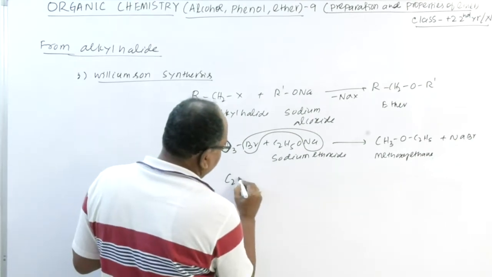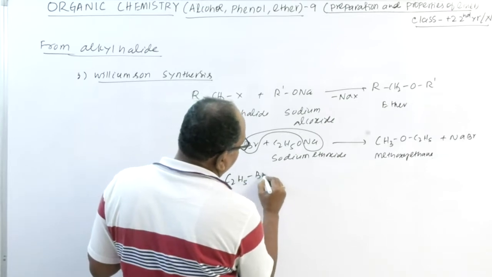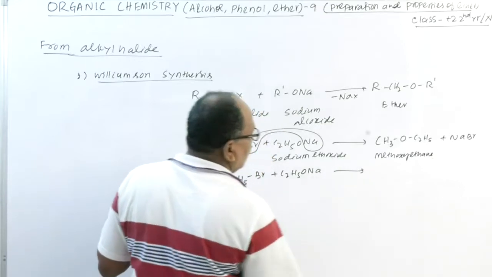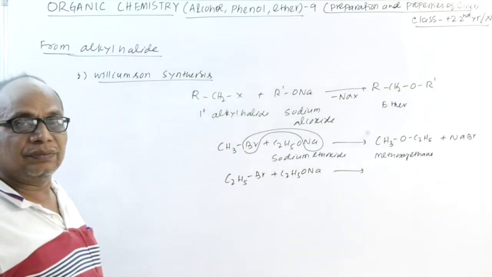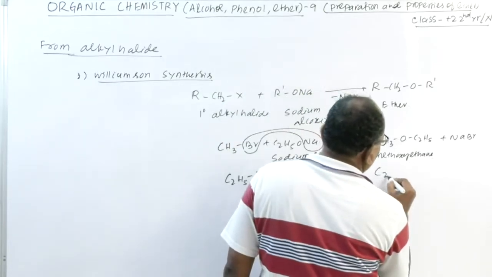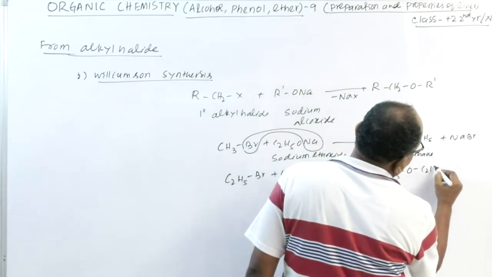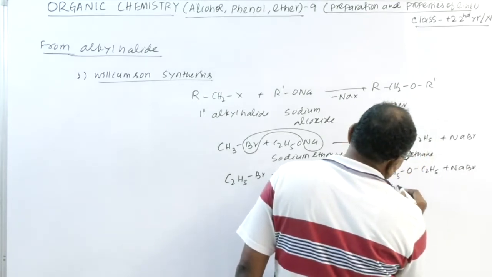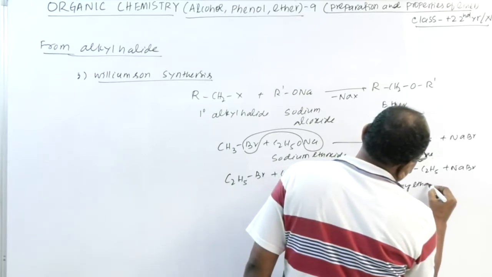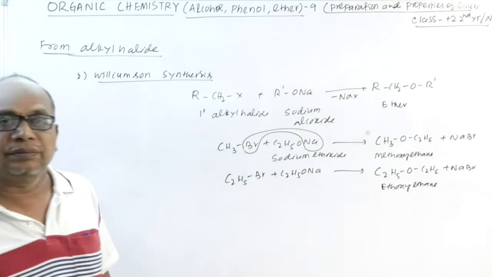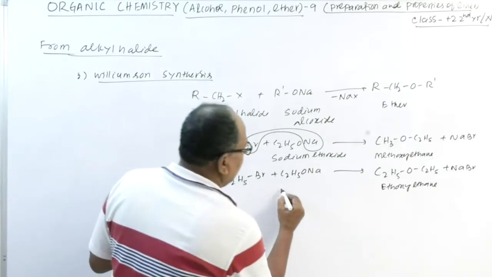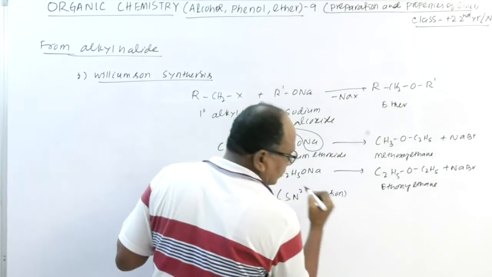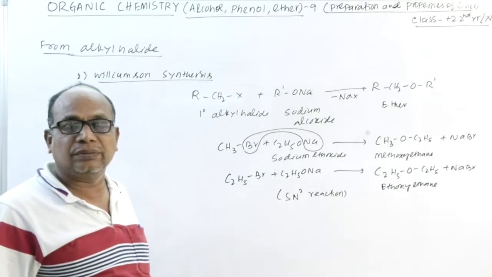Suppose you take ethyl bromide and sodium ethoxide, what does it give? It gives C2H5OC2H5 plus NaBr. This is called ethoxyethane. It is also one type of SN2 reaction. SN2 reaction.